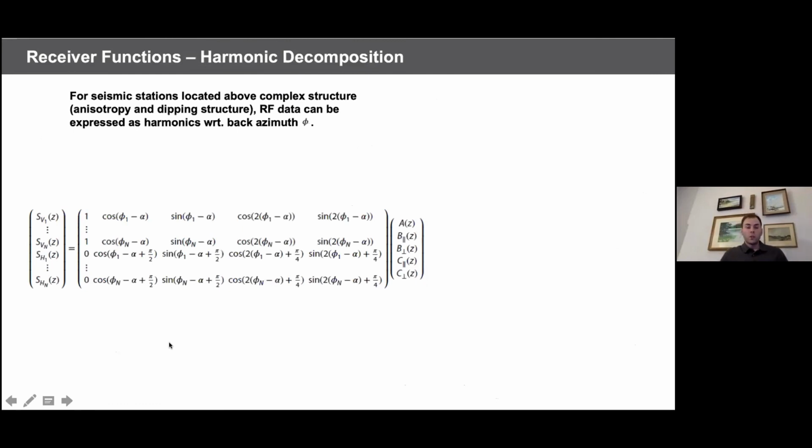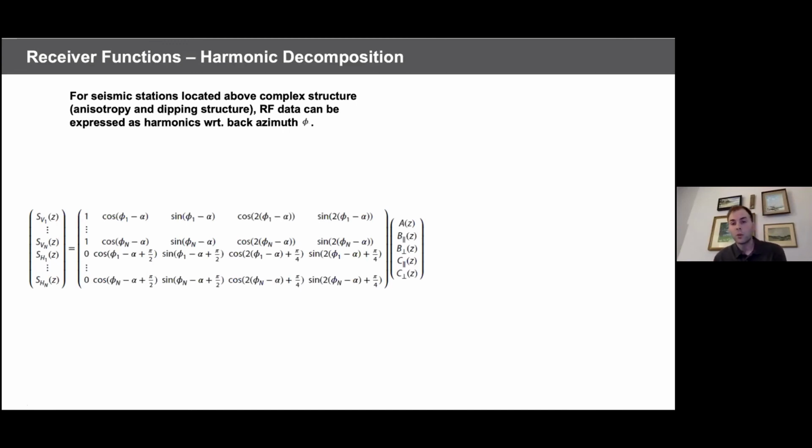One approach to considering this type of data set would be to create a model that incorporates dipping structure or anisotropy and try to simulate waveforms and match our observed receiver functions.